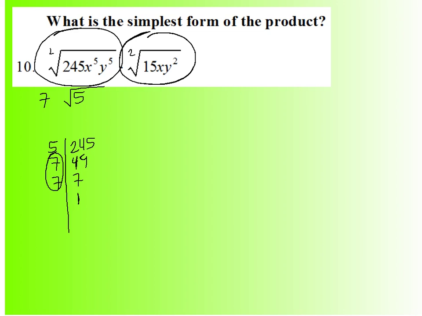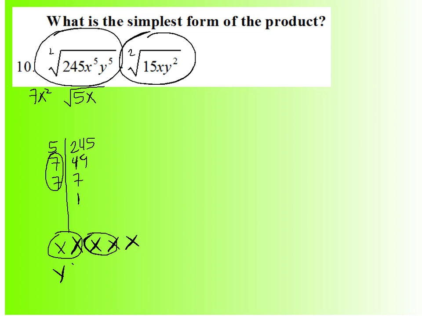Dealing with my variables, I have x to the 5th. So I have 5 x's. And I need groups of 2. So I got 1, 2 groups. So x squared comes out. I'm going to erase the 7, make more room. So 7x squared. And there's that 1 x left over.